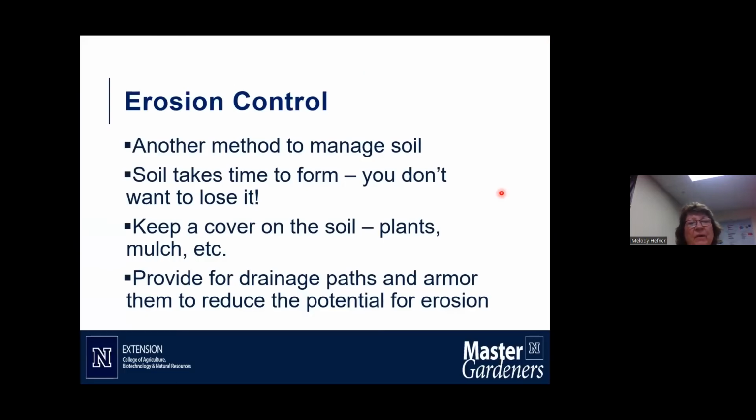The next way that we degrade soil structure is through erosion. We've talked about how long it takes soil to form, so you really don't want to lose it. You want to keep a cover on the soil, plants or mulch or something. Especially if you're dealing with a slope, you want to provide drainage paths and armor them to reduce the potential for erosion. The water can form surface runoff and move down slope, and when it does that, it's going to take the soil with it.